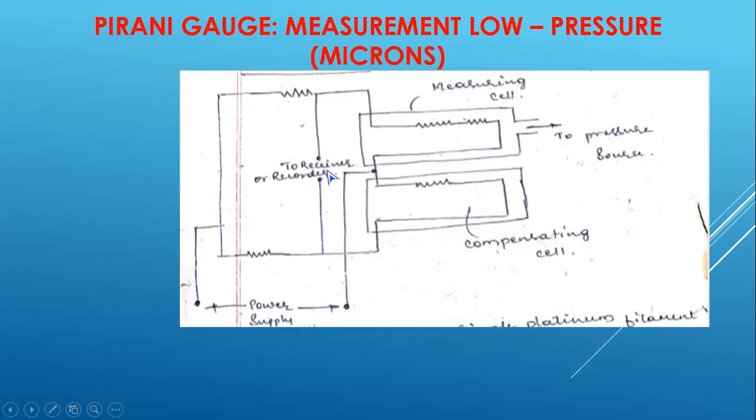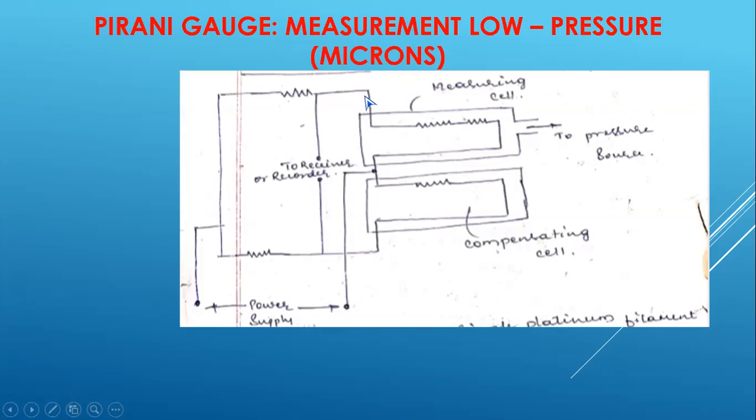The recorder or receiver, all of you observe here. When you connect this end to the pressure source, then the pressure increases inside the measuring cell. Due to the increase of pressure, there will be a change in the resistance that can be measured in the receiver or recorder. This is the principle of operation of Pirani gauge.